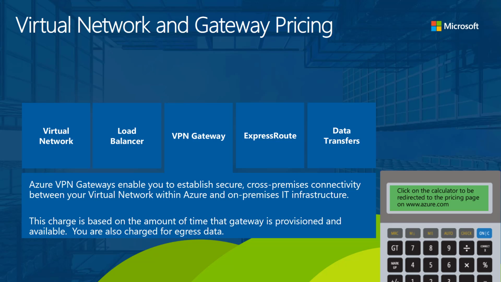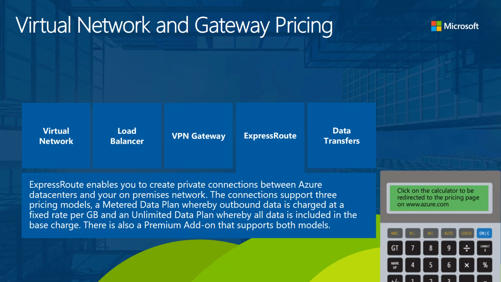This charge is based on the amount of time that the gateway is provisioned and available, and also any egress cost that you may incur. When you create a virtual network gateway, you need to specify the gateway SKU that you want to use. When you select a higher gateway SKU, more CPUs and network bandwidth are allocated to the gateway, and as a result, the gateway can support a higher network throughput.